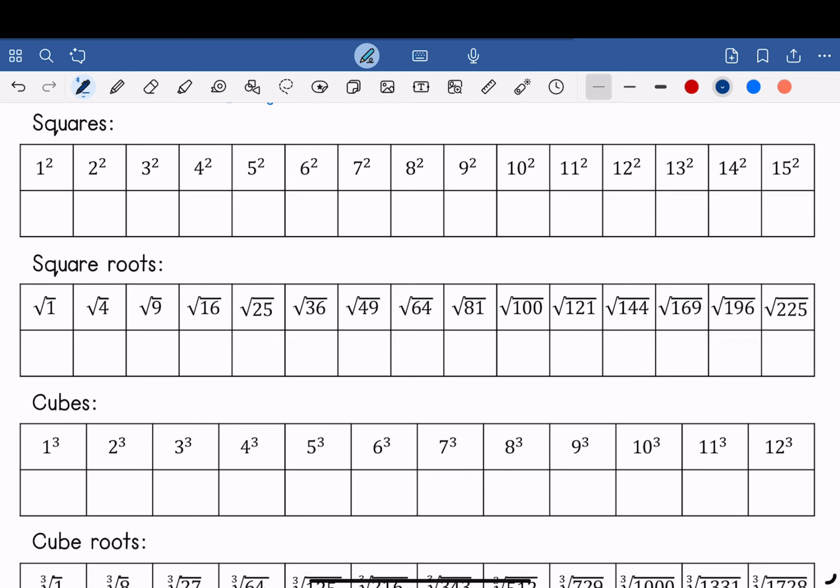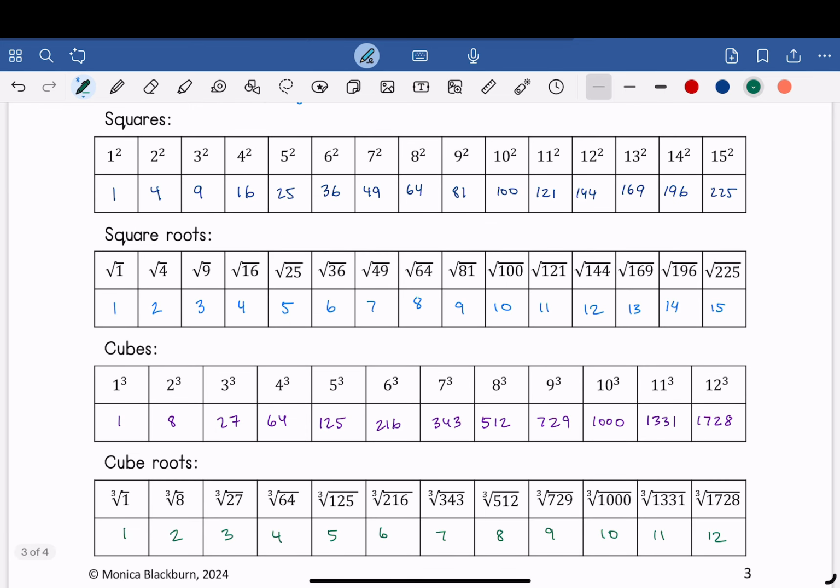So 1 to the power of 2 is 1. 2 to the power of 2 is 4, and so on. Square root of 1 is 1, because 1 times 1 is 1. Square root of 4 is 2. And here's the chart completed with all the squares, square roots, cubes, and cube roots.